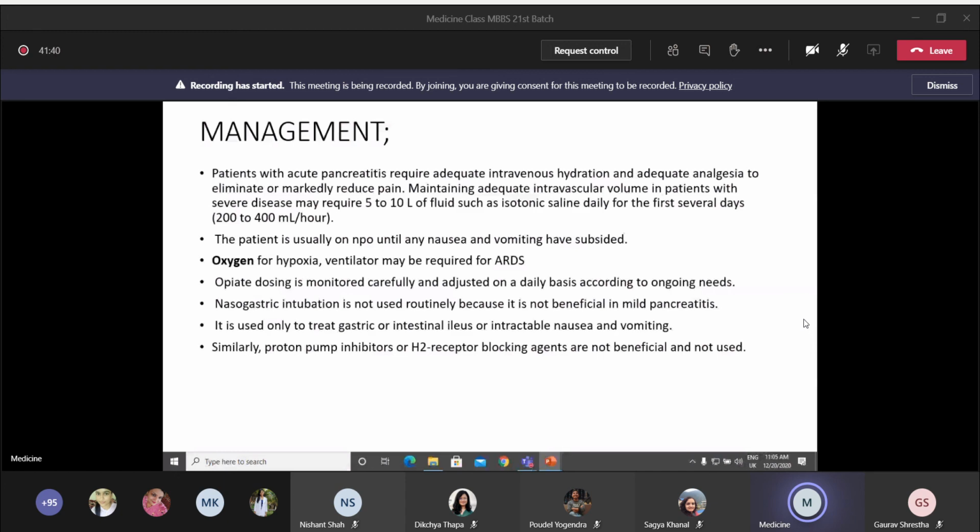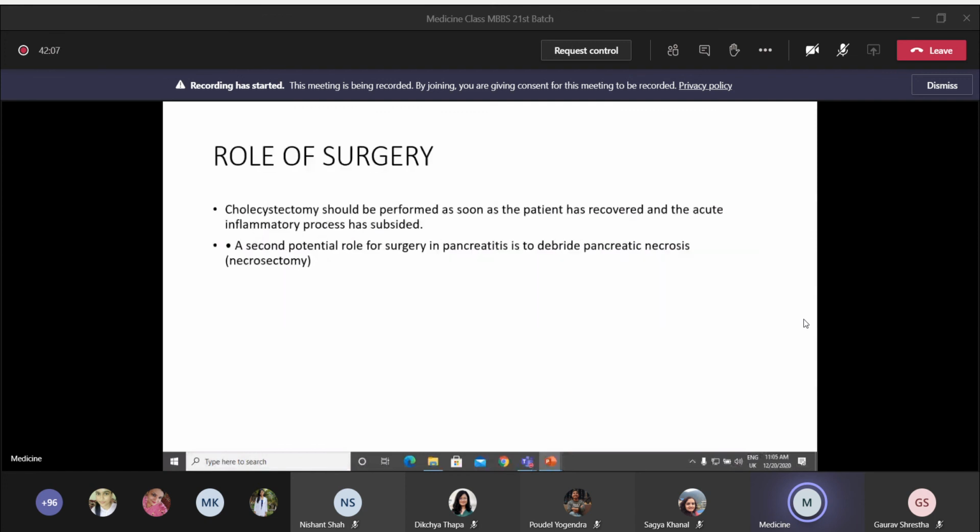Nasogastric intubation, NG tube, is not routinely passed. Previously, you would see the NG tube was routinely given, but nowadays we don't go for routine NG tube insertion. Okay, PPI, according to the book, they say it is not beneficial, but we frequently give the patient a PPI because most of the patients have alcoholic gastritis, and that causes severe GI bleed. So PPIs are frequently used.